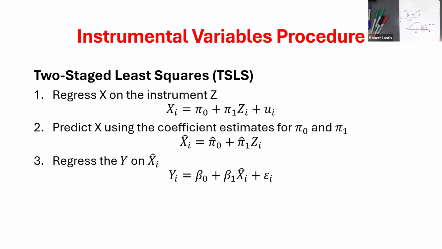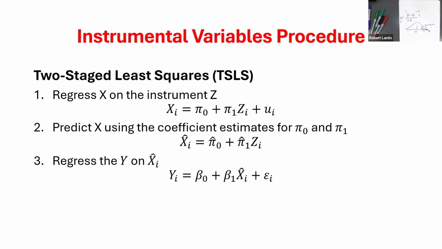Okay. So you can think about it as I've used this instrument to come up with the predicted values of x. You can almost think about the original x values as having some measurement error in them. What was the measurement error?